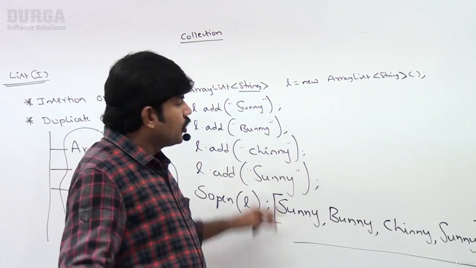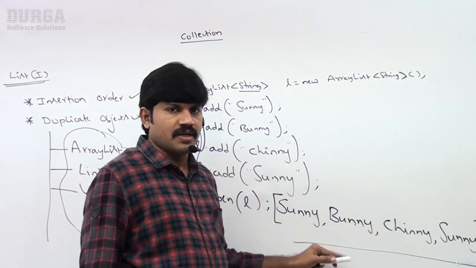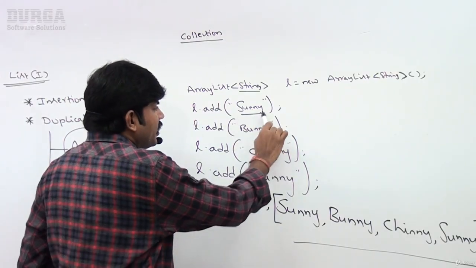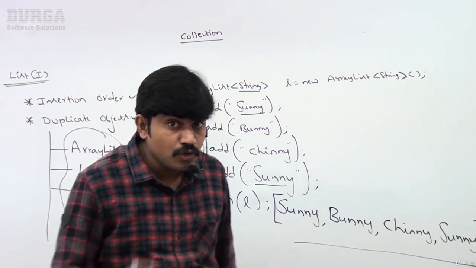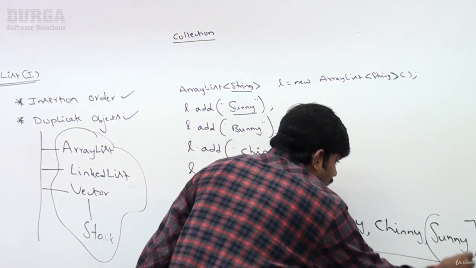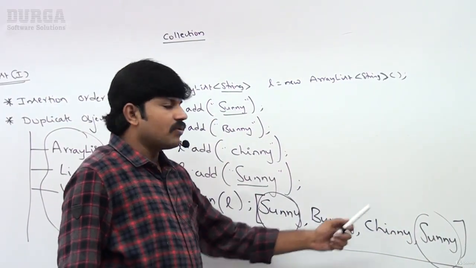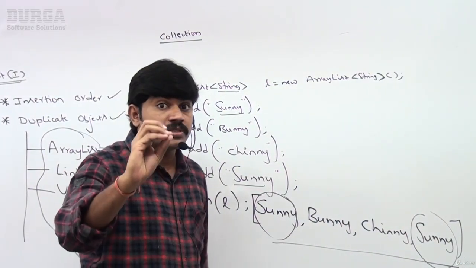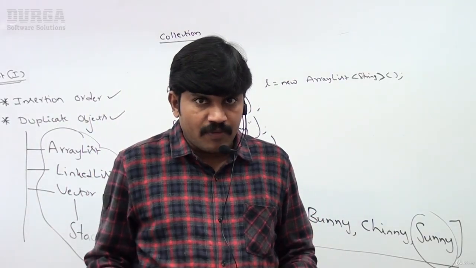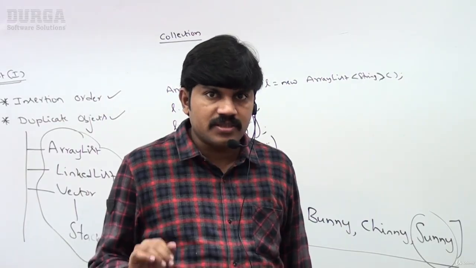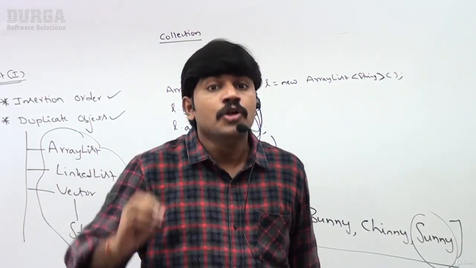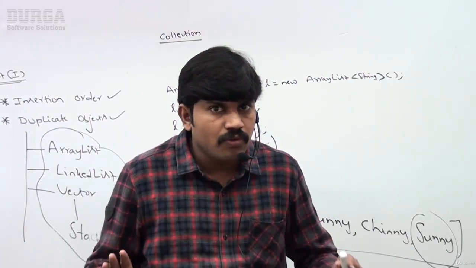Point number 1: if it is a list, insertion order is preserved. Second one: have you observed? Sunny, here I added, here also I added. How many times did I add Sunny? Two times. In the output, is Sunny coming two times or not? Yes, two times. Sunny is going to come two times because list allows duplicates. Remember, list allows duplicate objects. When should we go for the list concept? If you want insertion order and if you want duplicates, then we should go for the list concept.